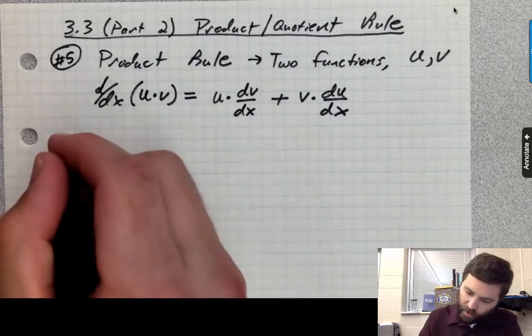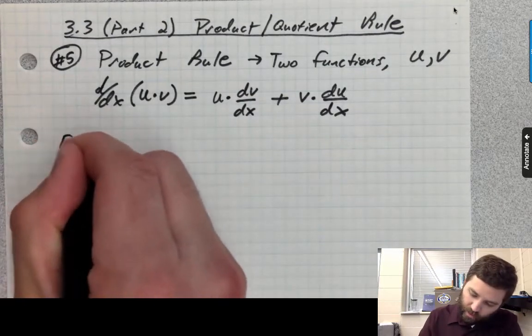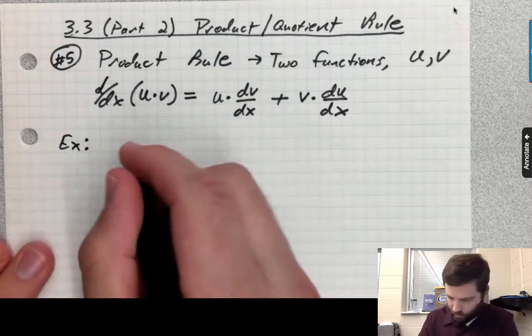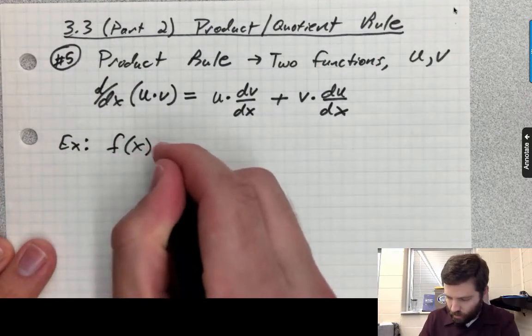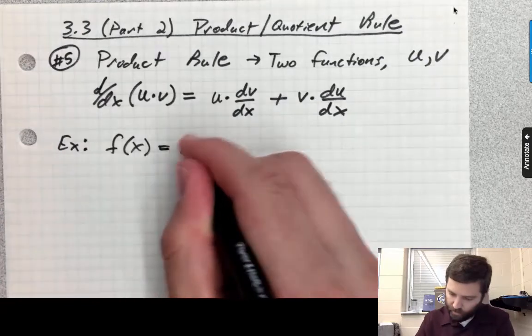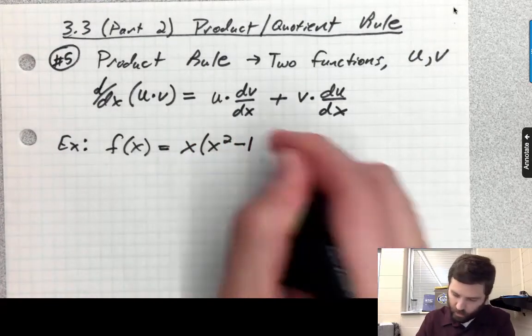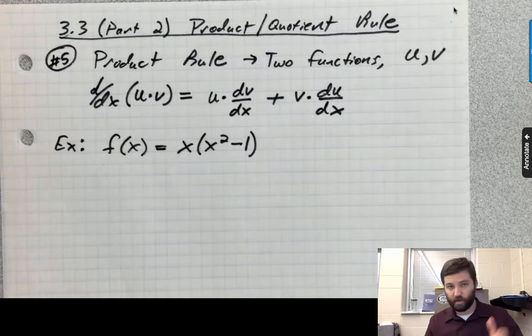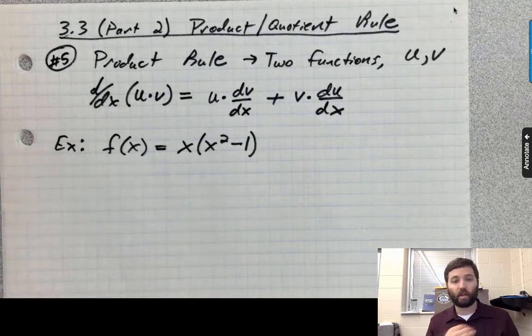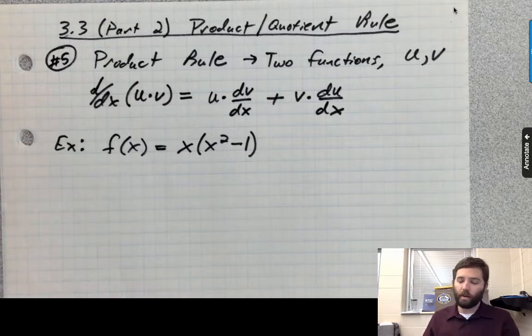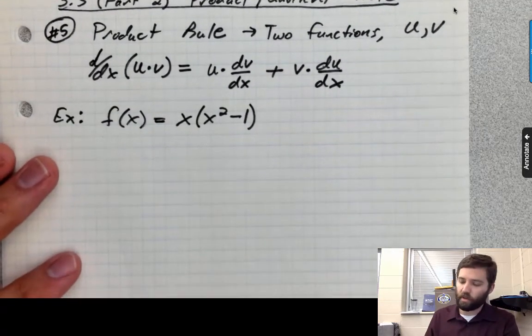Okay, so let's do an example here. Let's start off with one that is not too complicated. So we'll start off with f of x equals x times x squared minus 1. And what you could do here, I fully admit this, you could distribute the x and take the derivative using the power rule. That is probably the best way to do this, but I want to start you off with this rule on a simple function rather than starting with something very complicated.